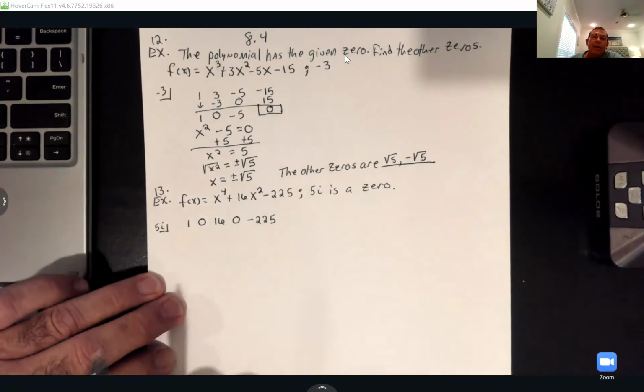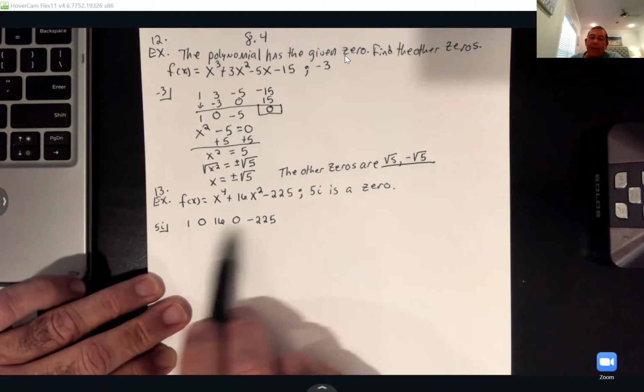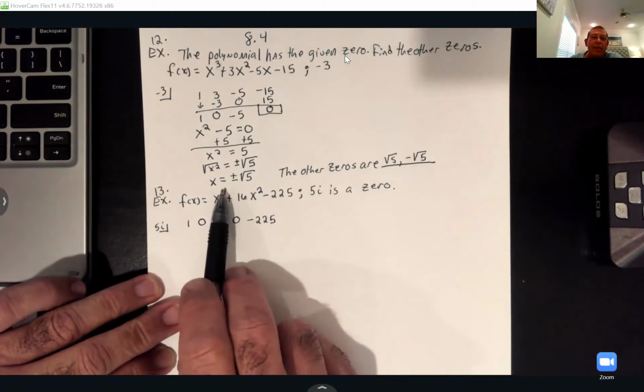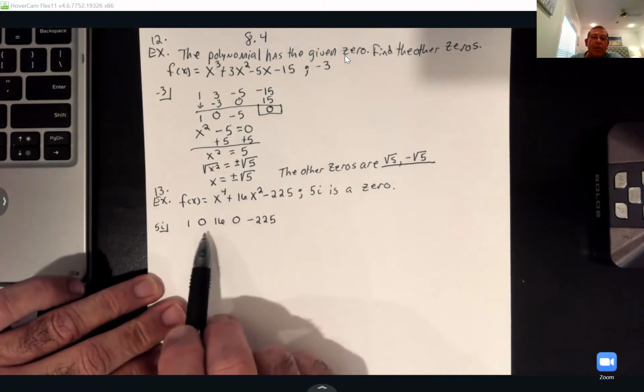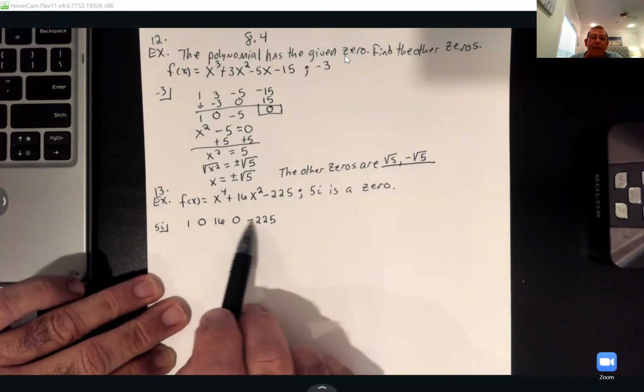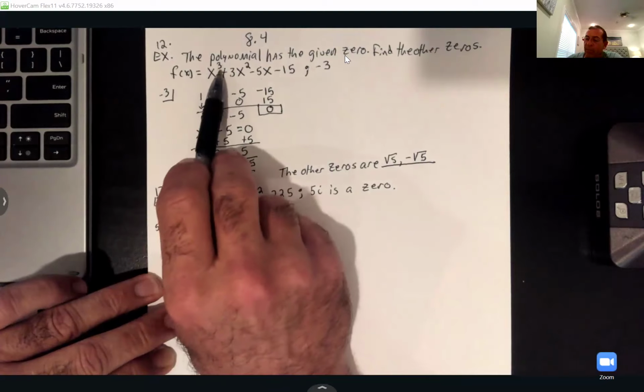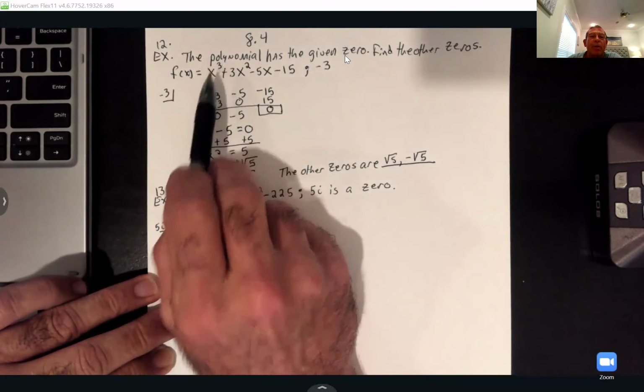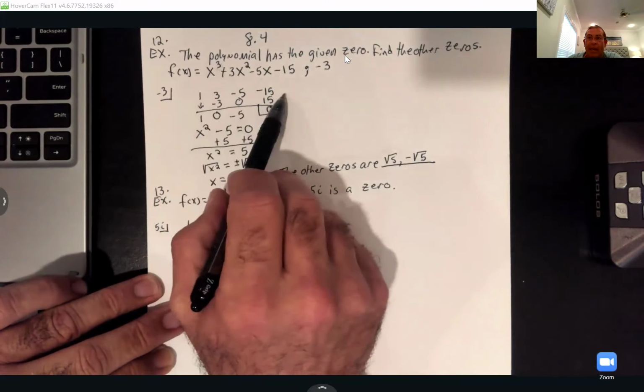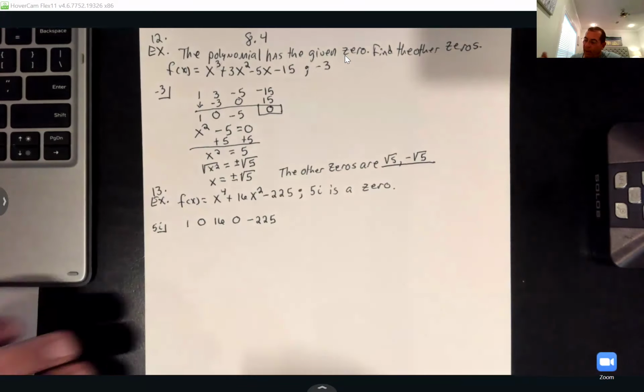So, a little trick to tell you how many numbers you need. If you add 1 to the highest exponent, that'd give me 5. I needed 5 numbers. Up here, if you add 1 to the highest exponent, you get 4. So I had 4 numbers, okay?